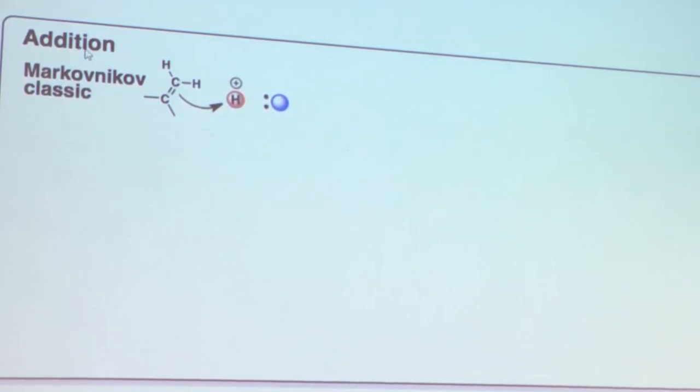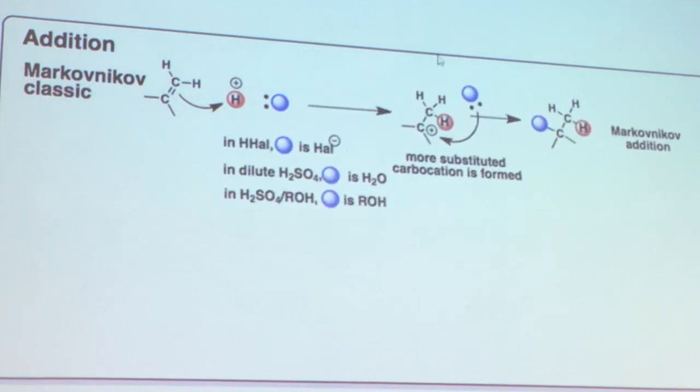So which plus do you want, primary or tertiary? Tertiary. When you're sad and lonely, do you want more friends or less friends? More friends. So is with positive charge. So you want the tertiary positive charge.